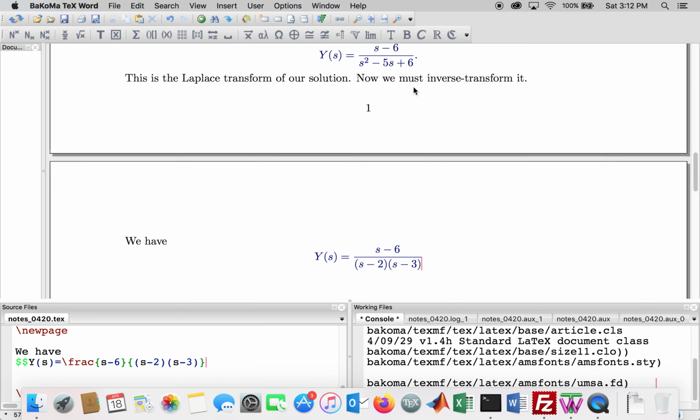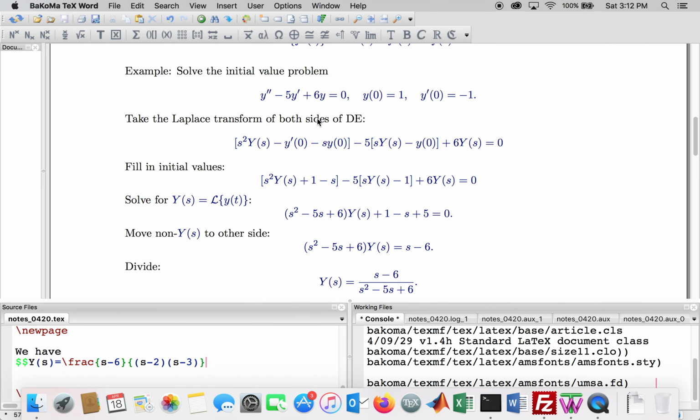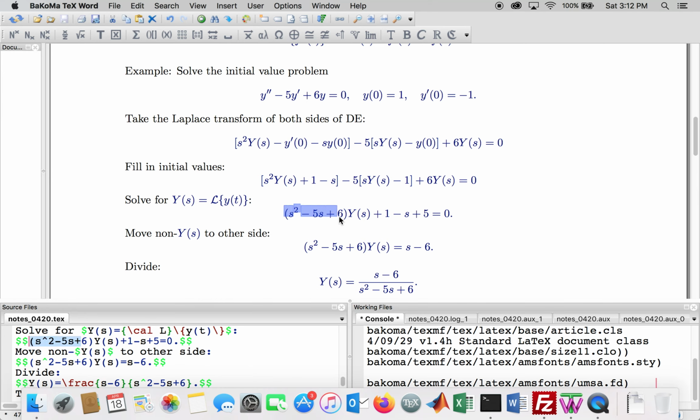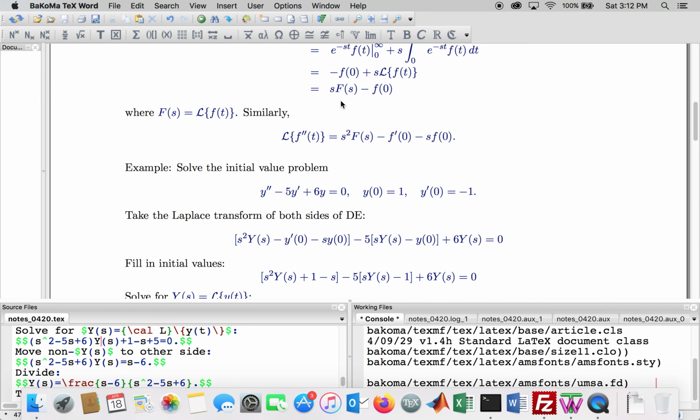One thing I want to point out is this factor multiplying Y of s up here, you can always read it right off the DE. It's like a characteristic equation. The characteristic equation of this equation is s squared minus 5s plus 6 is equal to 0. So whatever you get from a characteristic equation, you'll have the exact same polynomial multiplying Y of s. It always works that way, just because of how Laplace transforms of derivatives work. First derivative gives you an s, second derivative gives you an s squared, just like in a characteristic equation.